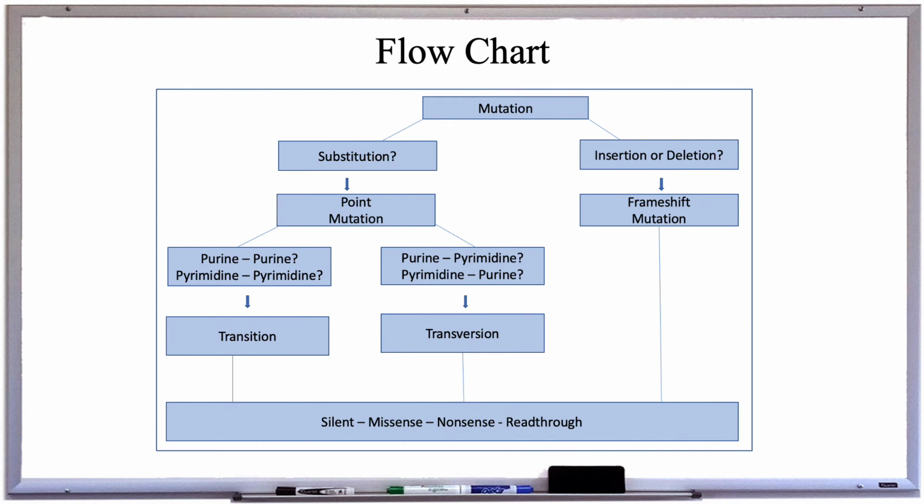This is a flowchart to help you figure out the type of mutation at the DNA level and protein level. First, you should ask yourself, is it a substitution, insertion, or deletion? If it is an insertion or deletion, it is a frameshift mutation. If it is a substitution, it is a point mutation. Next, determine if it changed from purine to purine or pyrimidine to pyrimidine. Or did it change from purine to pyrimidine or pyrimidine to purine? This will determine if it is a transition or transversion. Then, at the protein level, it will either be silent, missense, nonsense, or read-through.